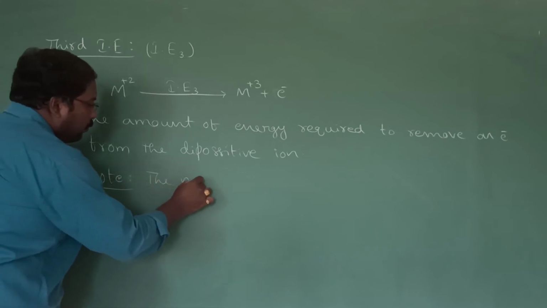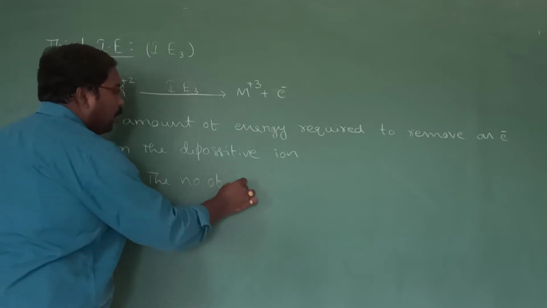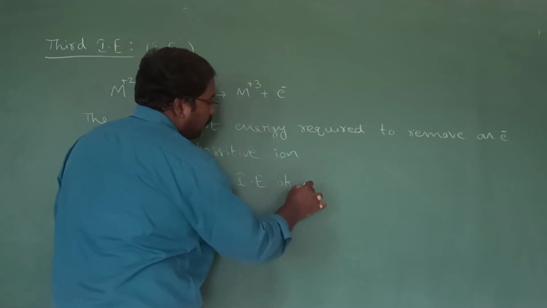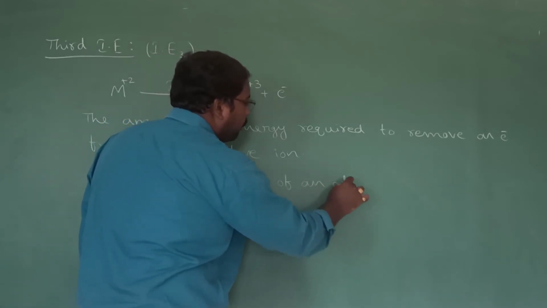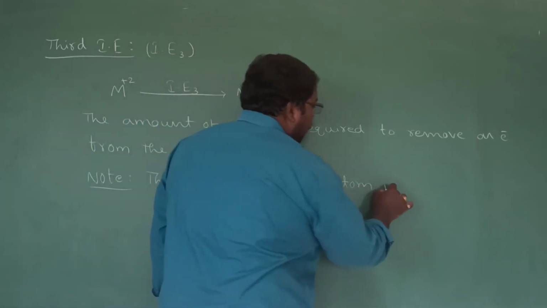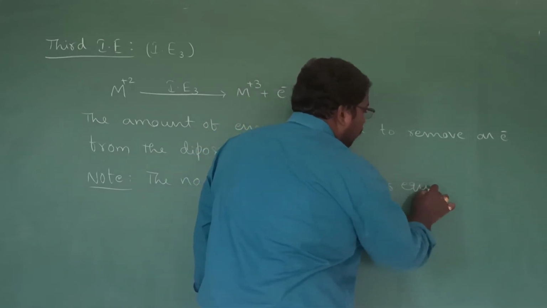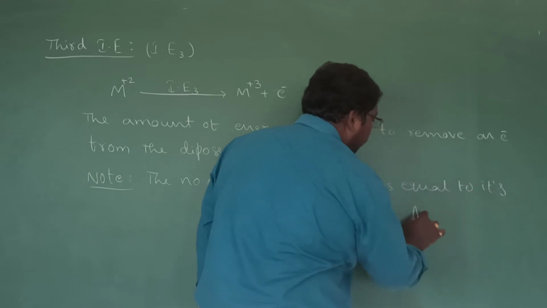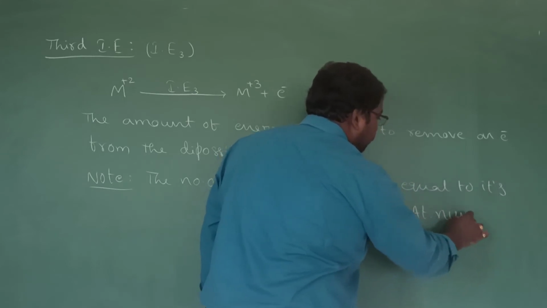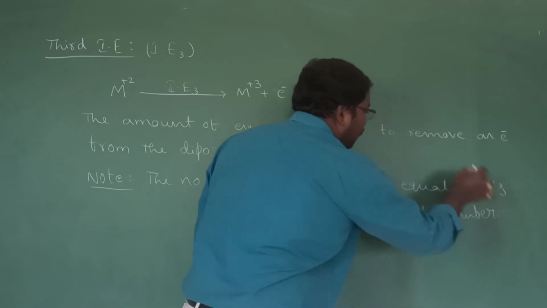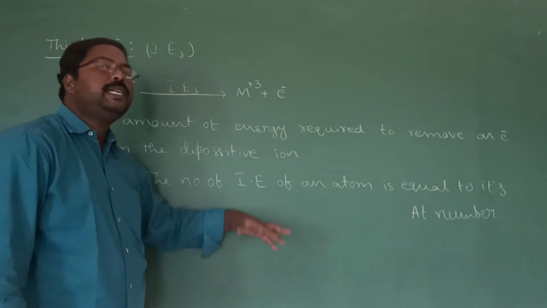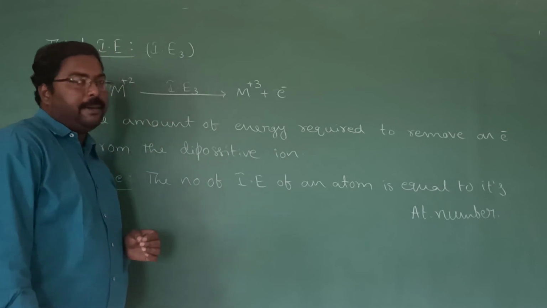The number of ionization energies of an atom is equal to its atomic number. Right? For an atom, the number of ionization energies is equal to its atomic number.